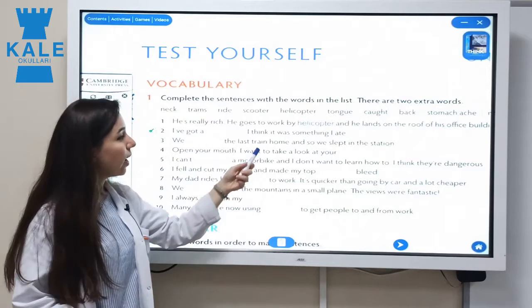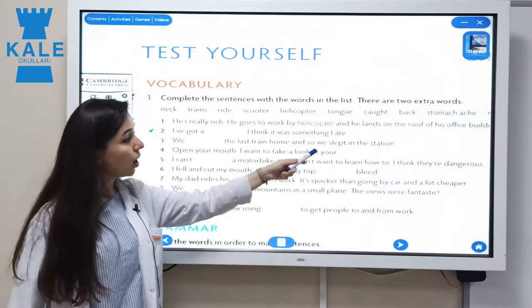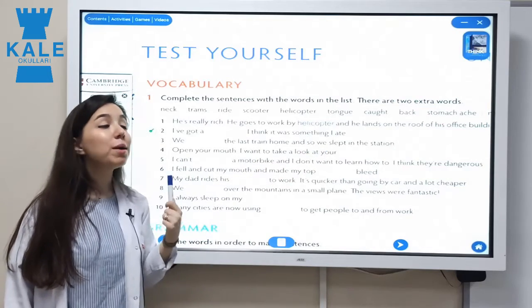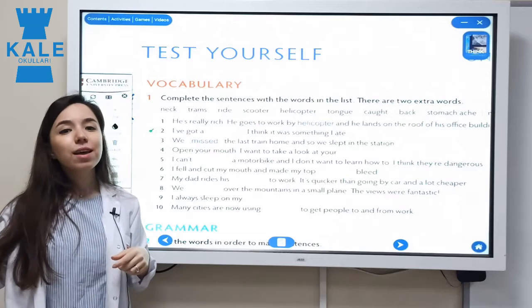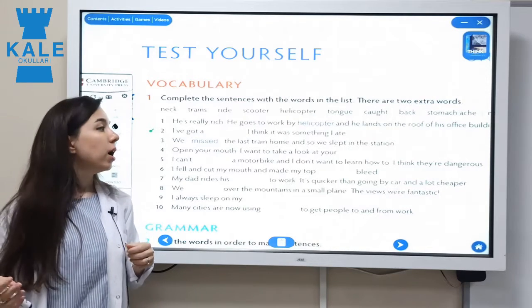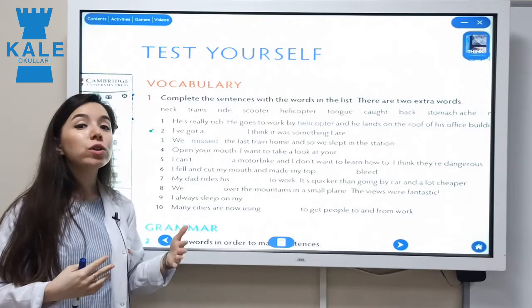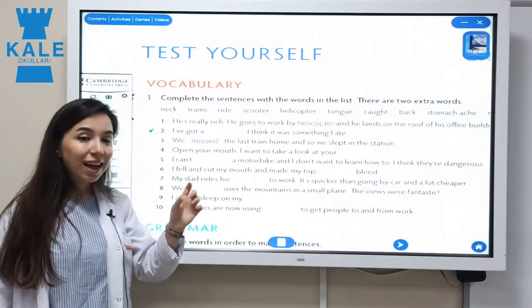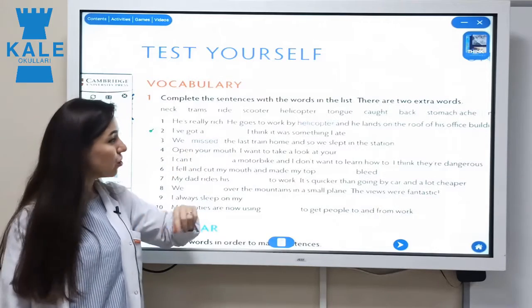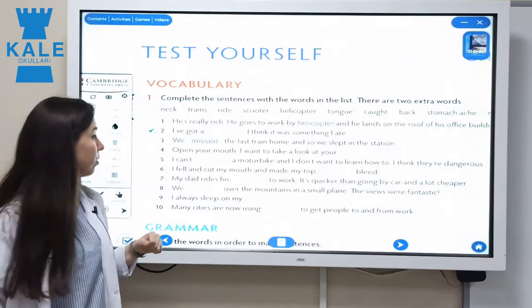The last train home, and so we slept in the station. What do you understand? We slept in the station. Why? Because we missed the last train. Yes, for example, last night we went to a train station, but because we were late, we didn't arrive at the exact time, we missed the last train home, and so we slept in the station and waited for the other train.